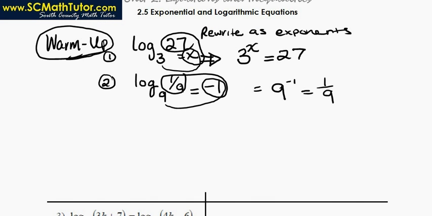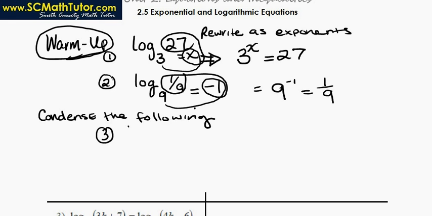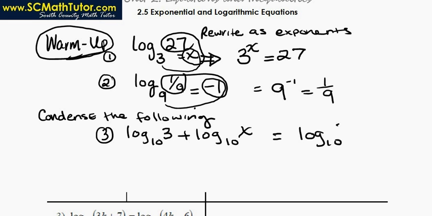Okay? So let's also practice condensing. Condense the following. Number 3. Let's say you have log base 10 of 3 plus log base 10 of x. To condense it, remember addition becomes multiplication. So this is log base 10 of 3x.